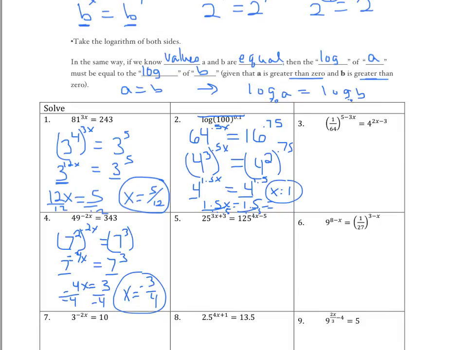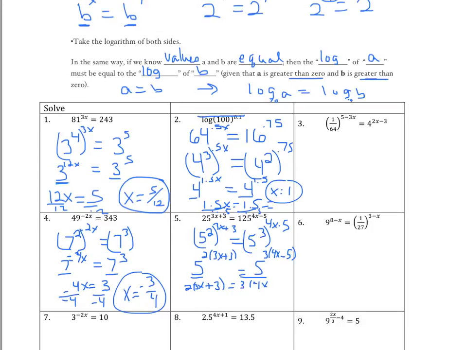On number 5, we have 25 and 125, not the same, but they both have a base of 5. So 5 squared makes 25, and that's to the 3x plus 3 equals, and 5 cubed makes 125, and that is 4x minus 5. And then we end up with 5 to the 2 times 3x plus 3 equals 5 to the 3 times 4x minus 5. Bases are the same, so we set the exponents. 3x plus 3 equals 3 times 4x minus 5.